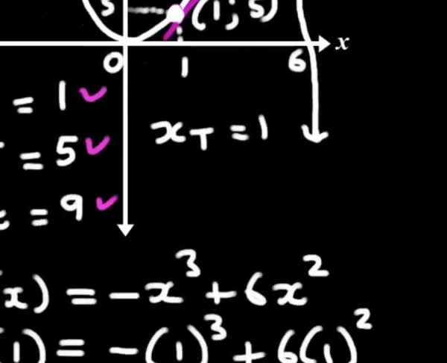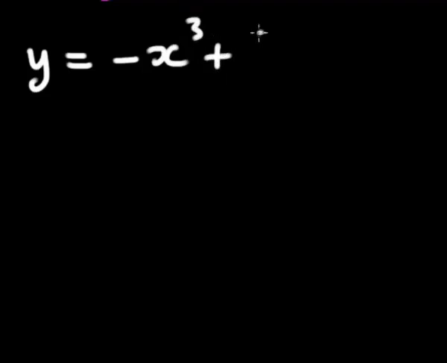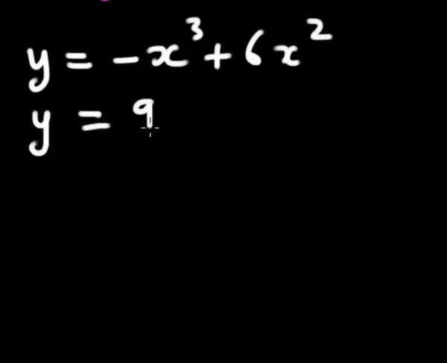Now, how you do this is you say, well, what is the equation of the cubic graph? Well, let's have a look. The equation of the cubic is this, negative x cubed plus 6x squared. Okay, that's the equation of the cubic. The tangent has the equation 9x minus 4.